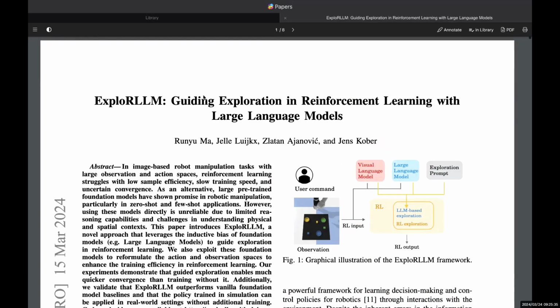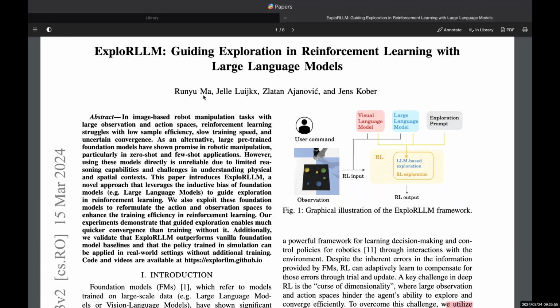Hello guys, welcome back. Today I'm going to share a very interesting paper that was published only a few days ago on arXiv. It is titled ExploRLLM: Guiding Exploration in Reinforcement Learning with Large Language Models.